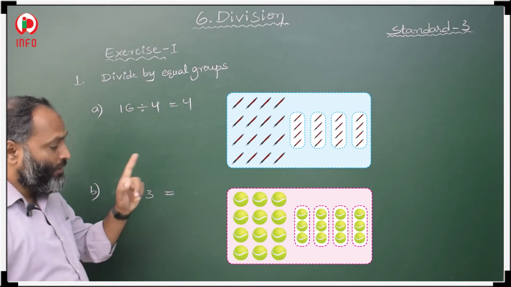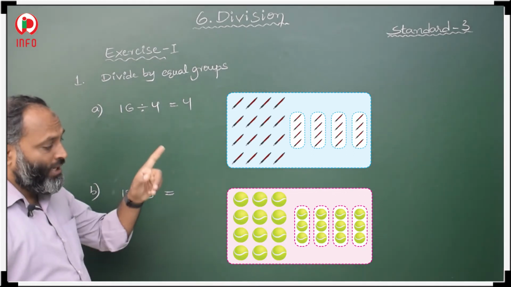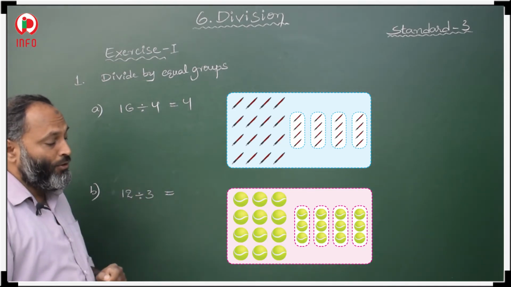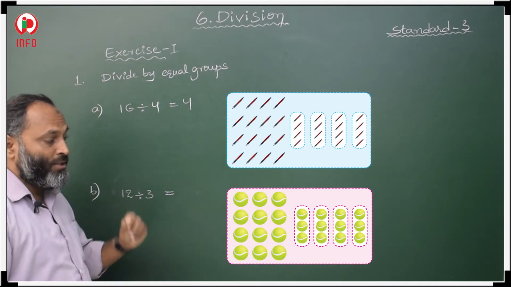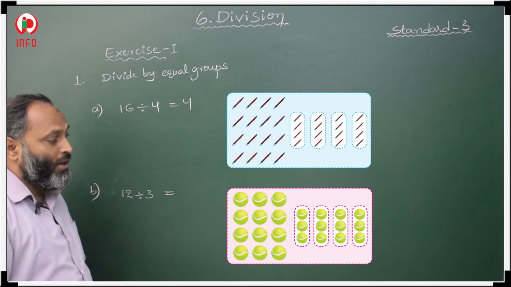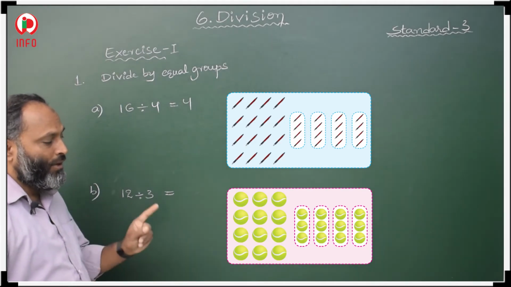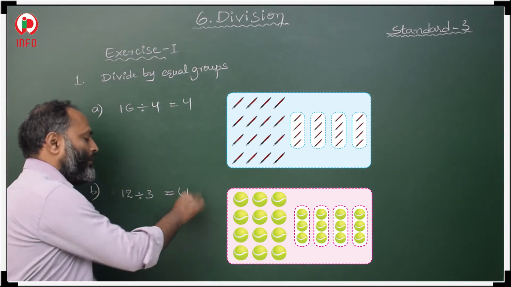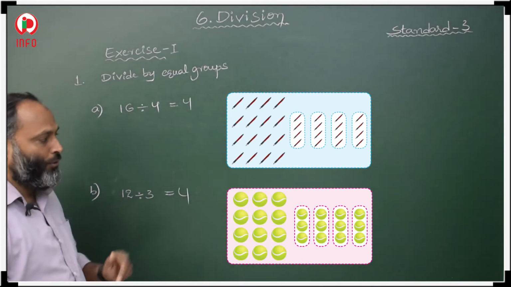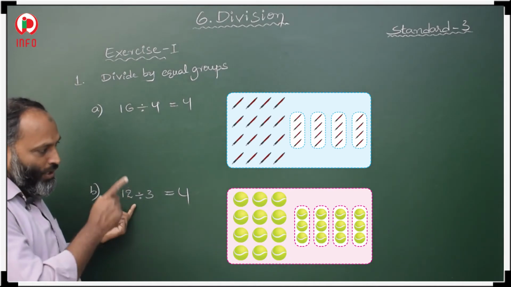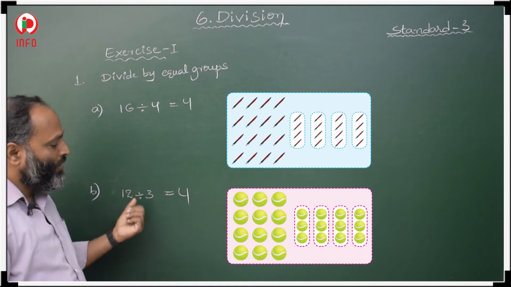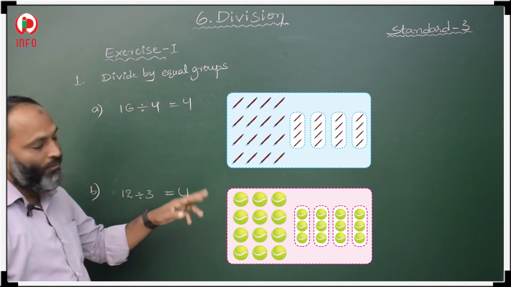First you take 3 balls in one group. Then again arrange 3 balls in one group. Again arrange 3 balls in one group. Again arrange 3 balls in one group. Now you check how many groups there are: 1, 2, 3, 4. 4 groups we formed. It means in total 12 balls, if we take 3 balls in one group, total 4 groups we will form.